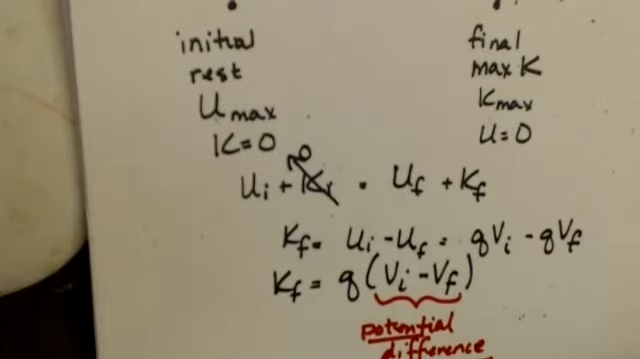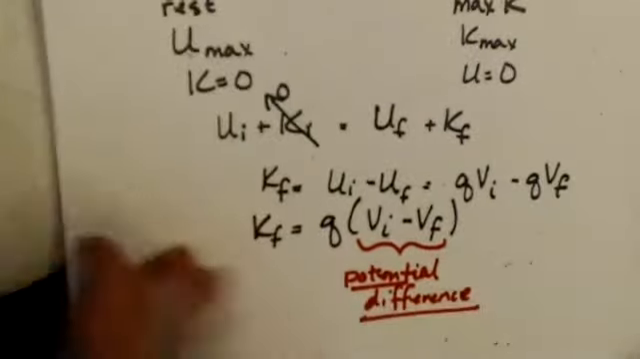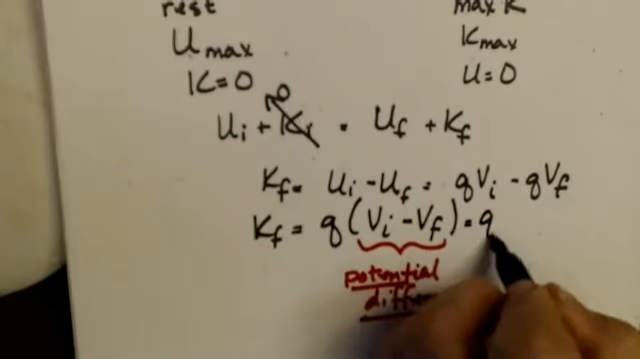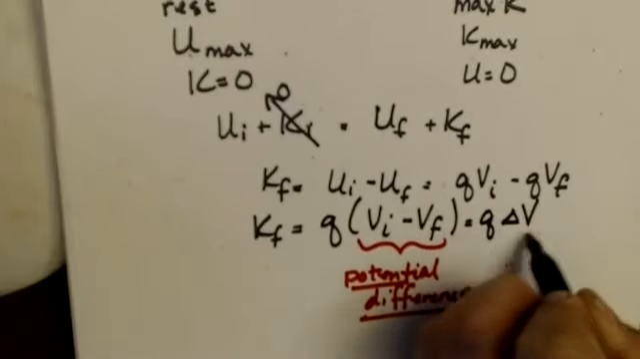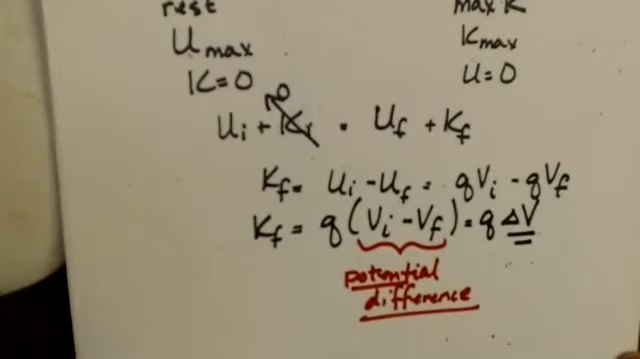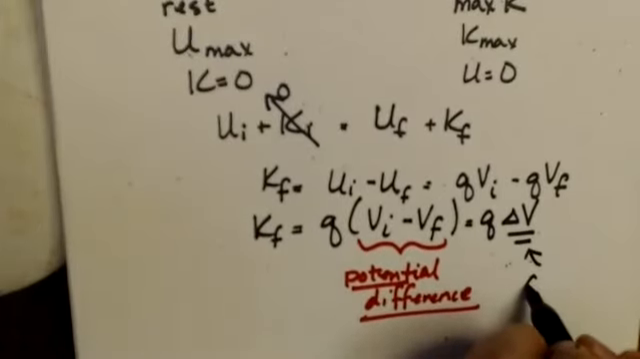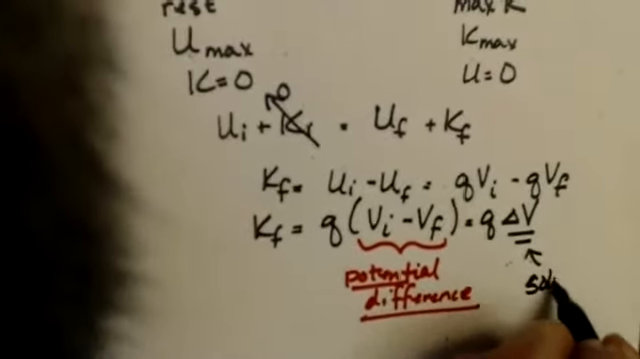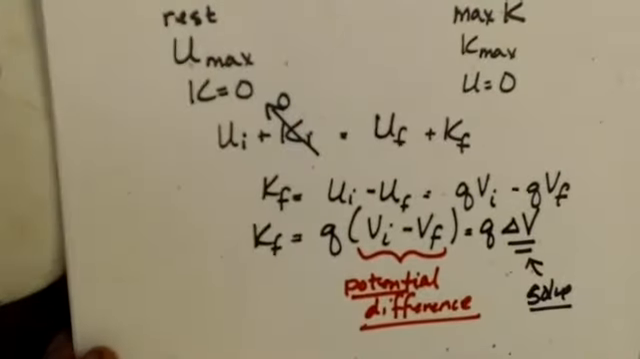Okay, which they've told me in the problem. They want me to find it. So this is the thing I'm actually solving for. Sometimes you'll see this written as Q delta V like that. Okay, and this is what I want to solve for.